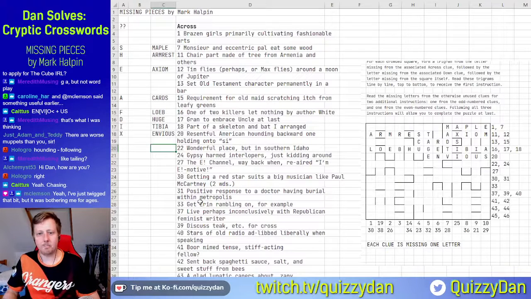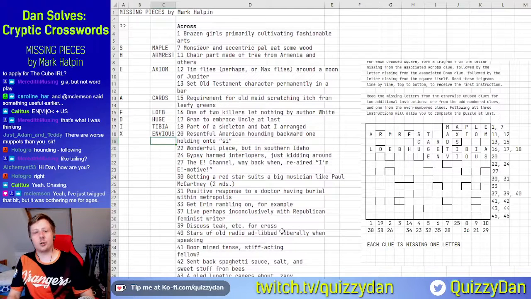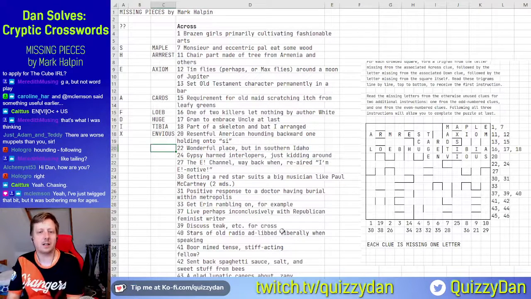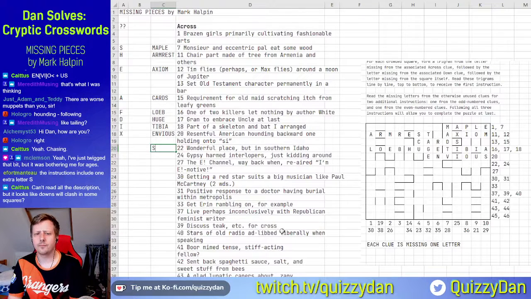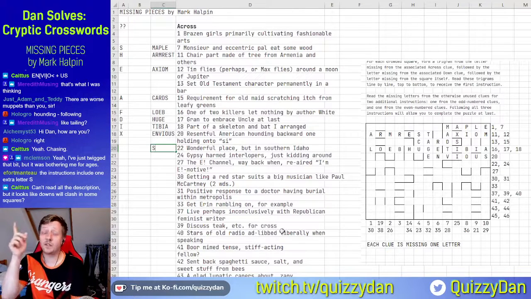Wonderful place, but in southern Idaho. 1, 2, 3, 4, 5, 6, 7, 8 letters. No, it's not going to be but, is it? It's going to be like maybe but, B-U-T-T, or bout. In southern, what is the downs? There's definitely going to be a clash. There's a third paragraph of instructions right at the top as well.